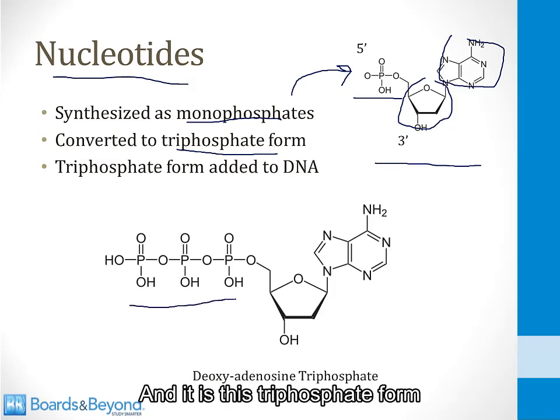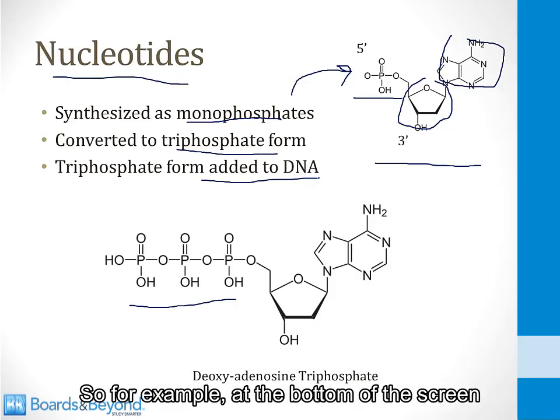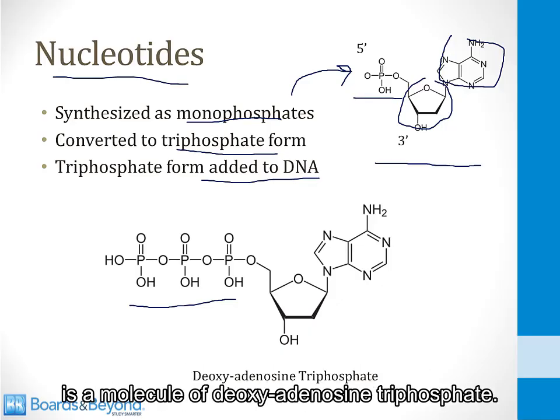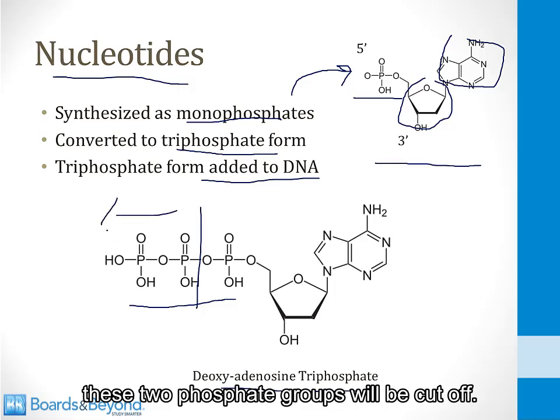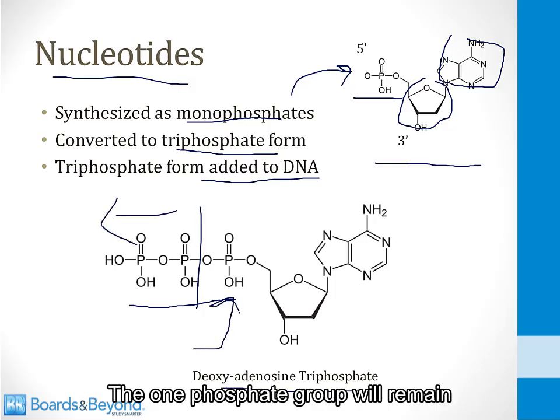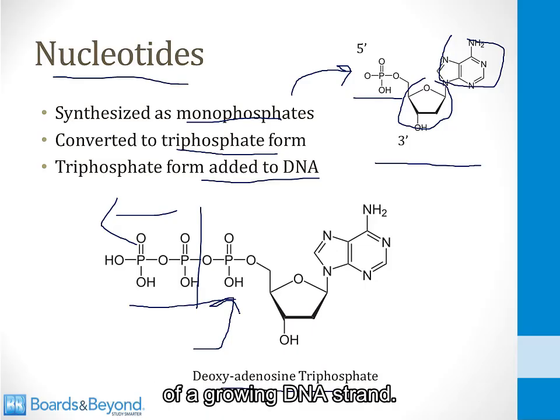They are then converted to a triphosphate form, like at the bottom, where three phosphate groups are attached. And it is this triphosphate form that is added to growing strands of DNA in DNA replication. So for example, at the bottom of the screen is a molecule of deoxyadenosine triphosphate. If this is added to a growing strand of DNA, these two phosphate groups will be cut off. The one phosphate group will remain and will link this monomer into the polymer of a growing DNA strand.